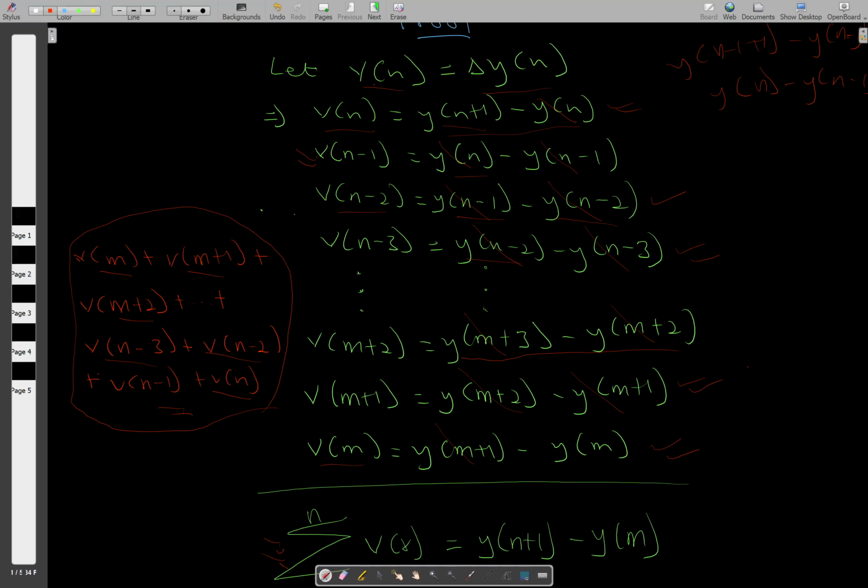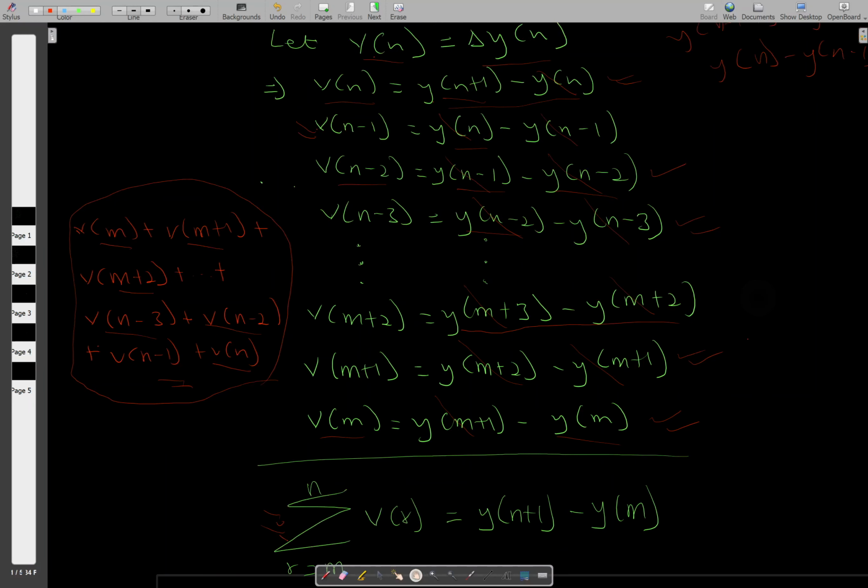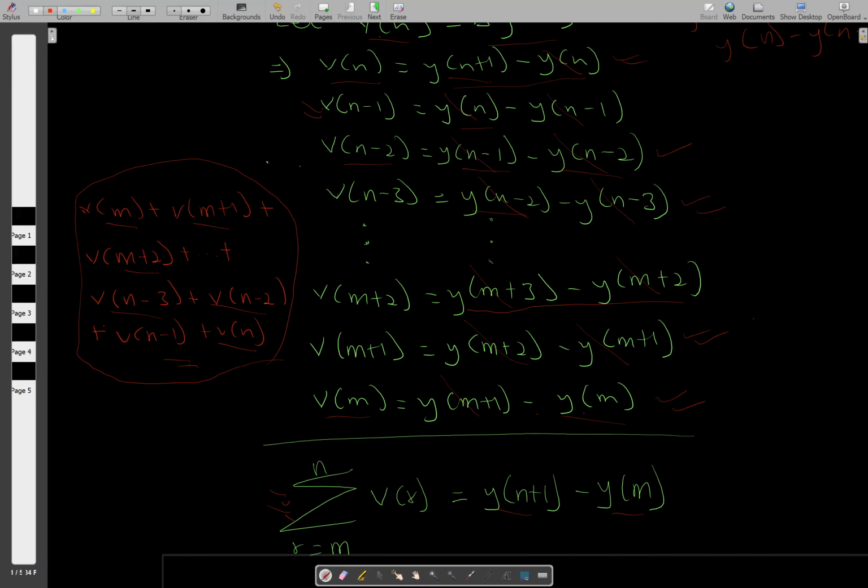So you realize that all of them will be cancelled, leaving only what? Y of n plus 1 up to what? Minus y of m. So we get y of n plus 1, that's what we have here, then minus y of m. So this is a proof of the theorem. Now let's use this theorem to solve one basic example. Then in our next lesson, we will also look at some other examples.